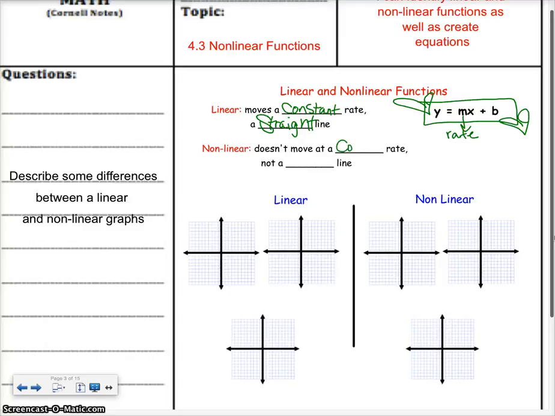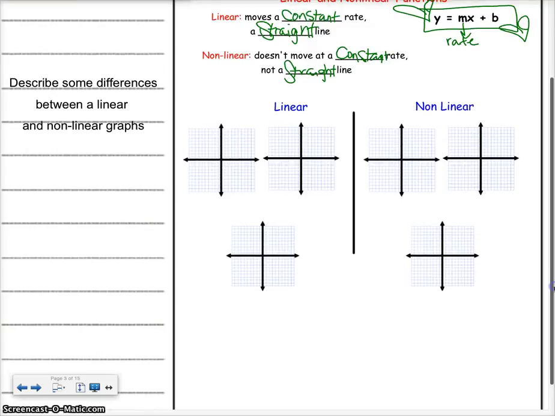Nonlinear doesn't move at a constant rate. It is not a straight line. So linear is constant, nonlinear, nope, it's not. And here's some examples. Linear, straight line, and I don't care where you draw it, just draw some examples.